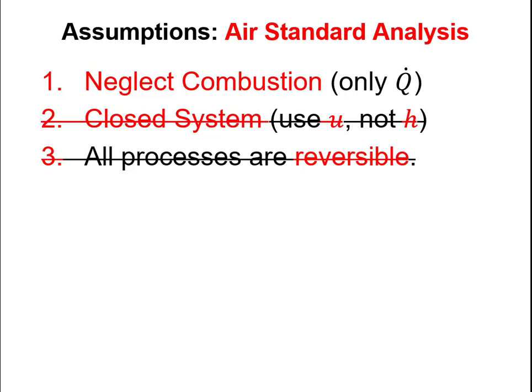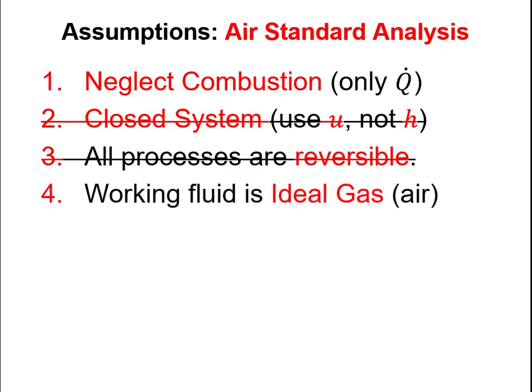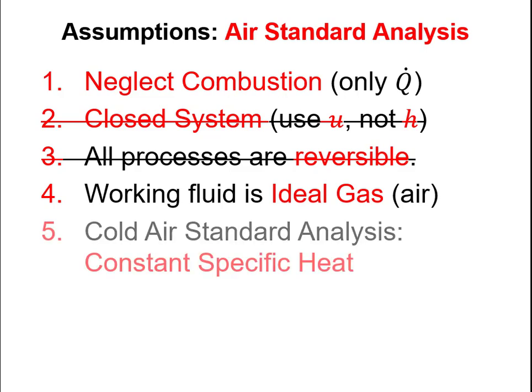For internal combustion engines, we assumed that we always had a closed system, but we won't do that here because each component in our cycle is really an open system. We also assumed that all processes were reversible, and we're not going to limit ourselves that way here with Brayton cycles. We can use reversible turbines and compressors, but we don't have to because we know about isentropic efficiency. We're still going to assume that the working fluid is an ideal gas, and we may assume that the air is constant specific heat or variable specific heat.